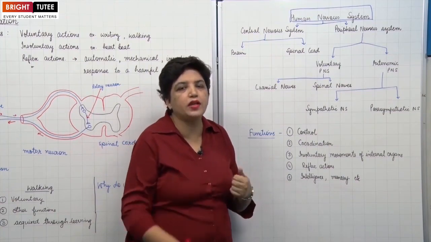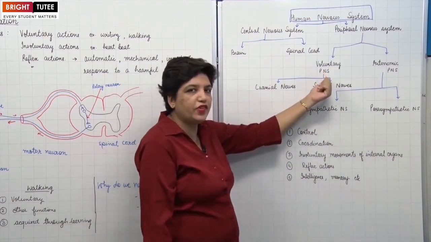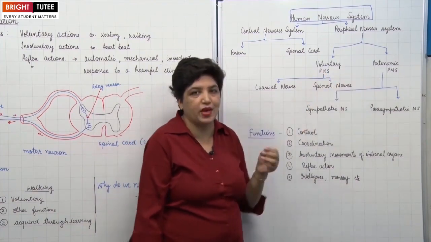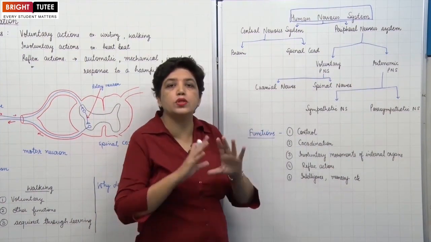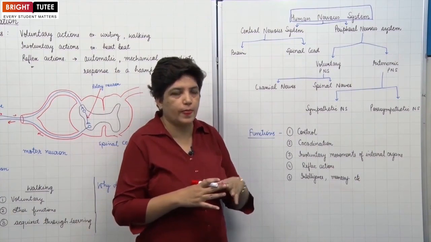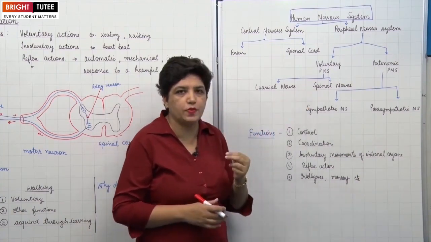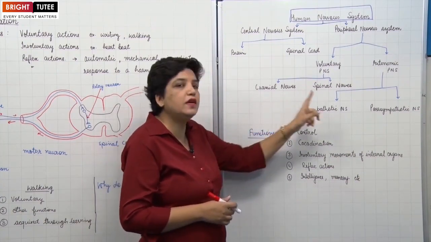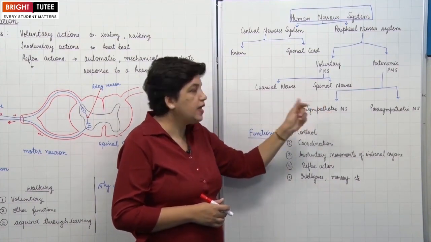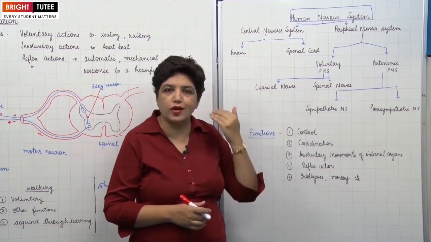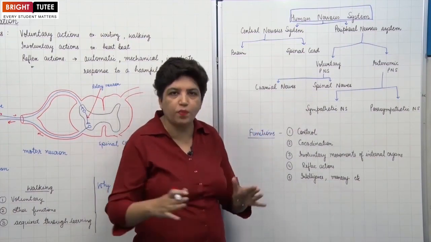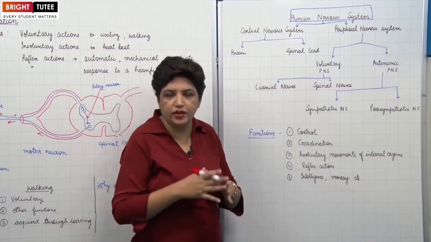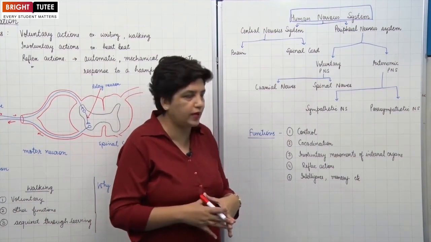They can again be divided into two types, the voluntary peripheral nervous system and the autonomic nervous system. The voluntary peripheral nervous system controls all the voluntary actions. It again consists of two types of nerves, cranial nerves and spinal nerves. The cranial nerves are those nerves which are arising from the brain, while the spinal nerves are arising from the spinal cord throughout the body, and they go to all the organs of the body.